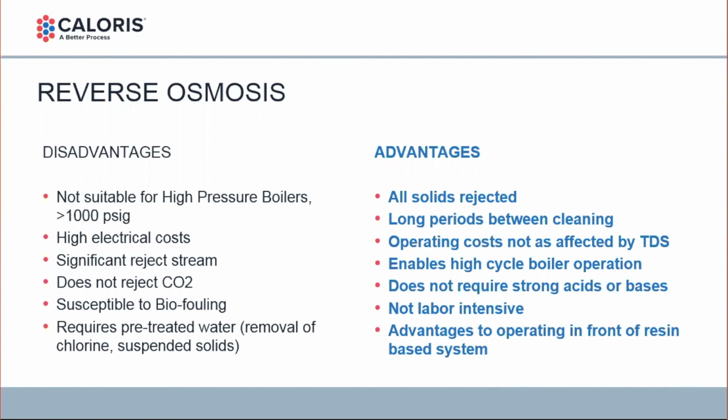The advantages: all the solids are rejected. Long periods between cleaning. Operating costs not as affected by TDS. Enables high cycle boiler operation. Does not require strong acids or bases. Not labor intensive. And there are advantages to operating in front of a resin-based system. It will definitely reduce the operating costs of a resin-based system if you have an RO in front of it.